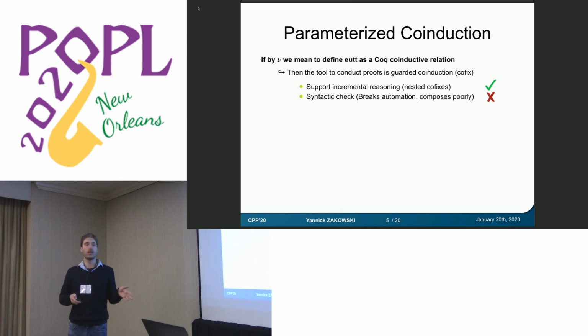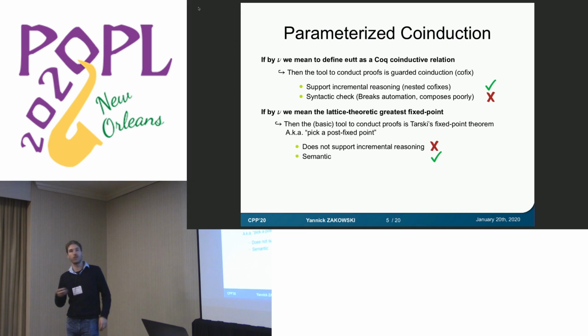If you forget about Coq for now, and think more of the lattice-theoretic approaches that are well known in the domain, then the basic proof tool that you get is Tarski's fixed point theorem, which basically tells you that any post-fixed point is included in your greatest fixed point. So it's like: think really hard about your proof, come up with the right post-fixed point, and go through it. So this is inconvenient for the way you build your proof.